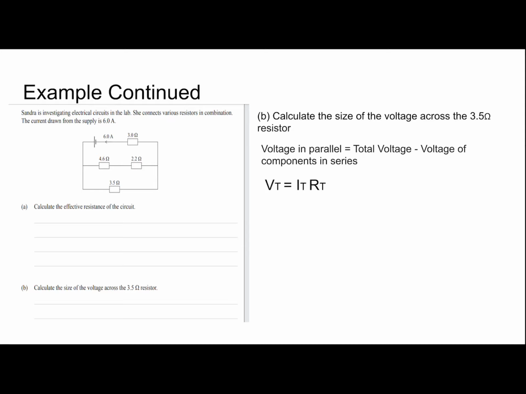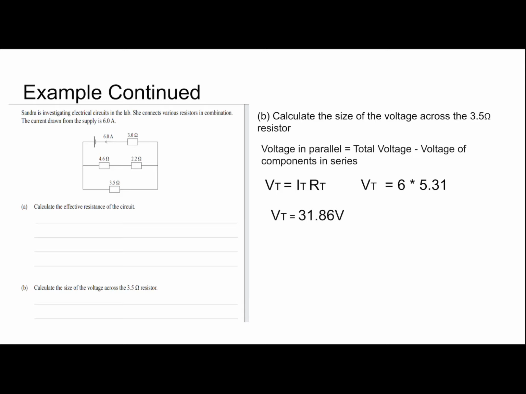So therefore, first we need to find the total voltage. Total voltage equals total current times total resistance. The total resistance we already found is 5.31. We know that our current is 6 amps. So we multiply these two together, and we find that our voltage is 31.86 volts.